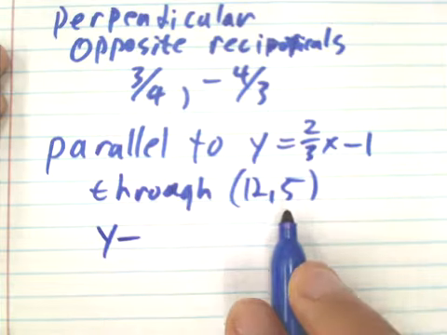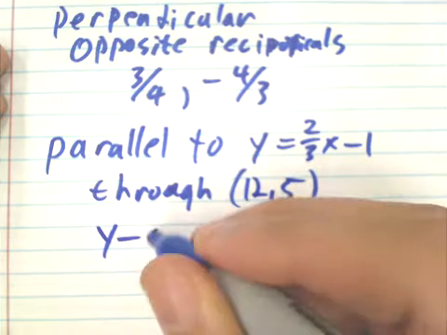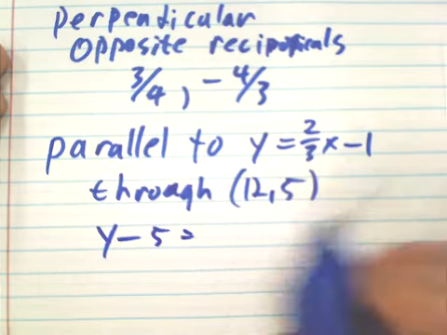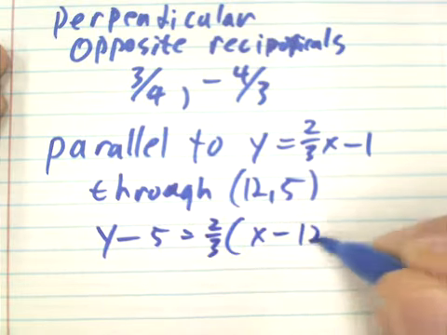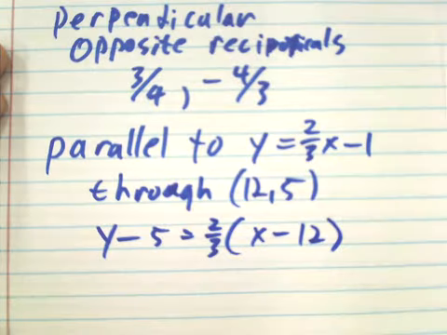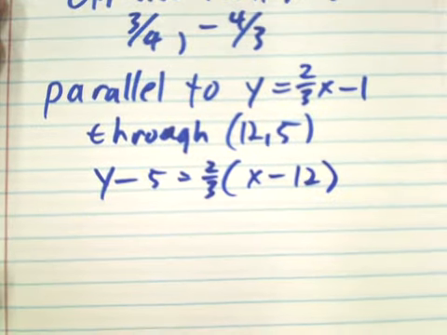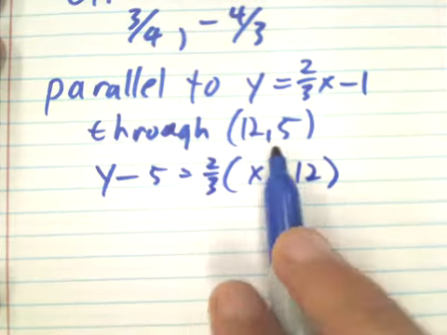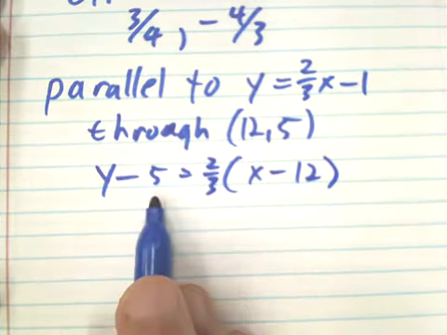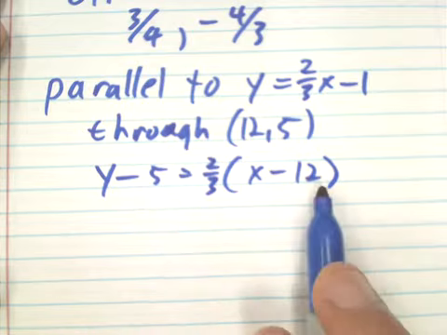So y minus the y-coordinate, which is 5, equals the slope, 2/3, times x minus the x-coordinate, which is 12. Okay, so if I want a line that's parallel to this line through this point, copy the slope, put in the point, the y-coordinate there, and the x-coordinate there.